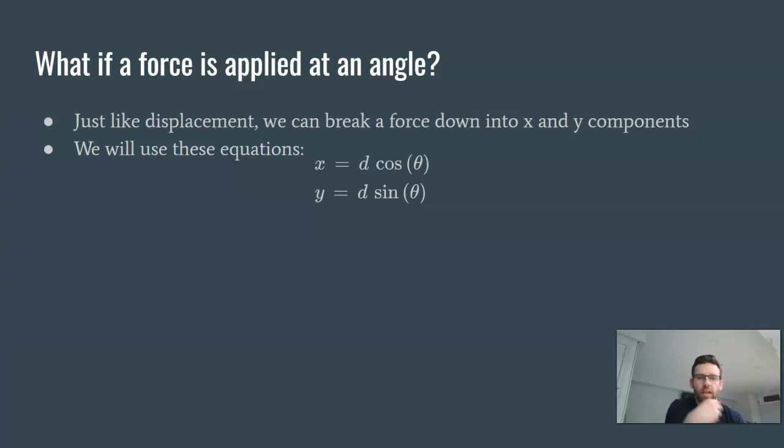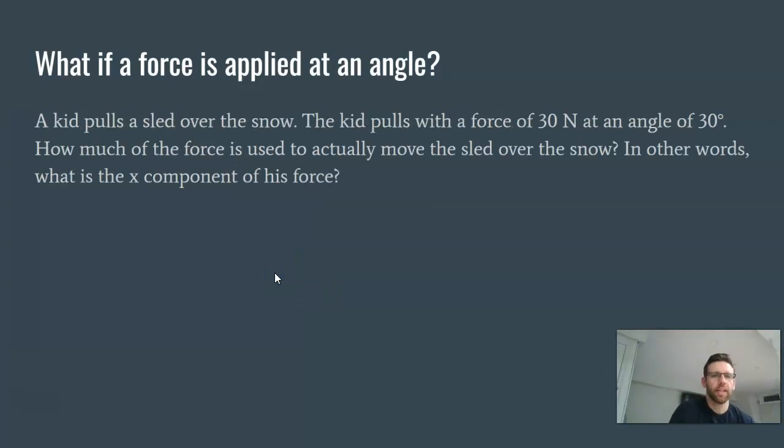an angle. Now here I'm showing you d as displacement because that's something that has looked familiar before, but really we're using the same equation, but we're just going to use F here for force. So let's do a quick example here. So let's imagine that a kid is pulling a sled over the snow, and the kid is pulling with a force of 30 newtons at an angle of 30 degrees. How much of the force is used to actually move the sled over the snow? In other words, what is the x component of his force?